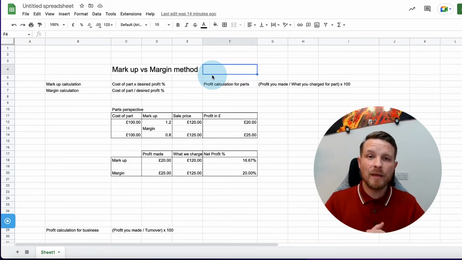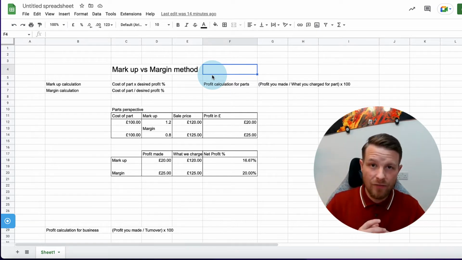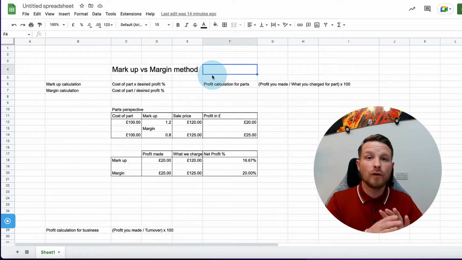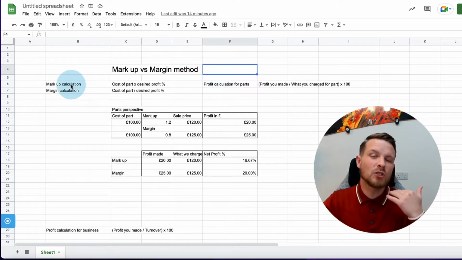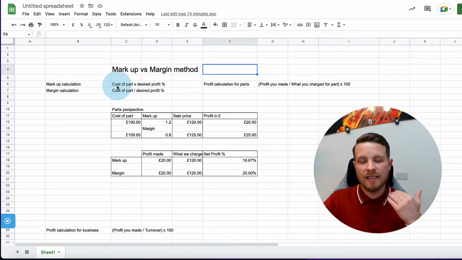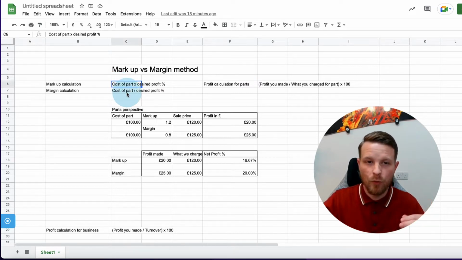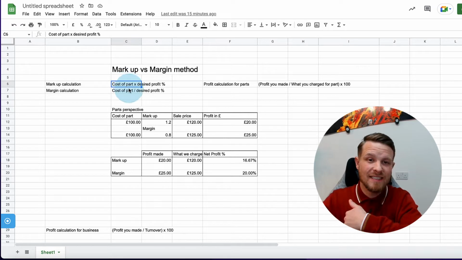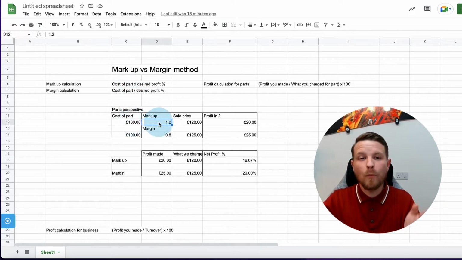The mistake that people are making is they either don't know this exists, or they're just misunderstanding the difference between a markup versus the margin method. The markup method is what the majority of people are working with. Some people will just be using a calculator saying, right, the cost of my parts, for example, add a percentage, let's say 20%, equals whatever. Mathematically, what's actually happening there is they're taking the cost of the part, timesing it by 1.2.